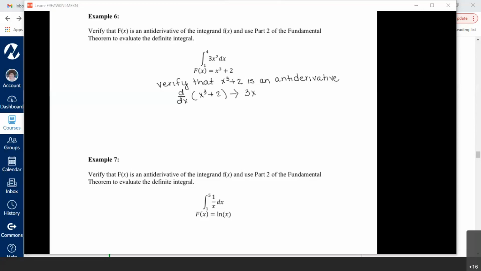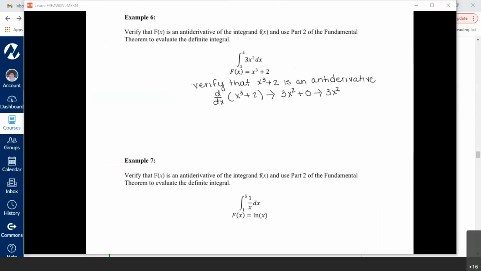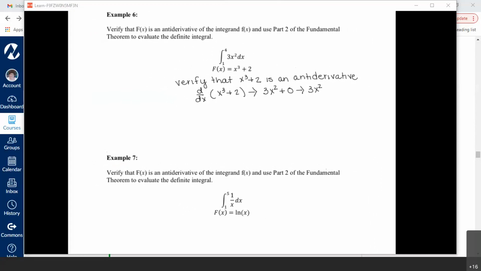That gives me 3x squared plus 0, or 3x squared. And then they say use part 2 of the fundamental theorem to evaluate the definite integral. Well, the integral from 1 to 4 of 3x squared dx is going to be its antiderivative evaluated at the lower bound and at the upper bound.